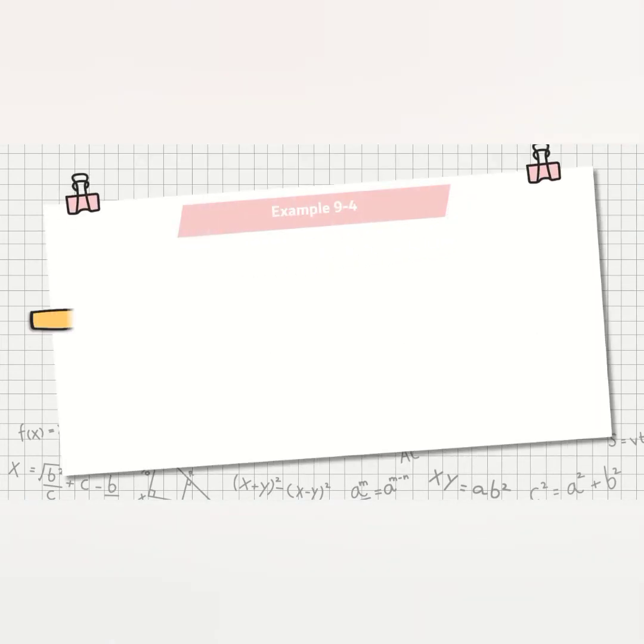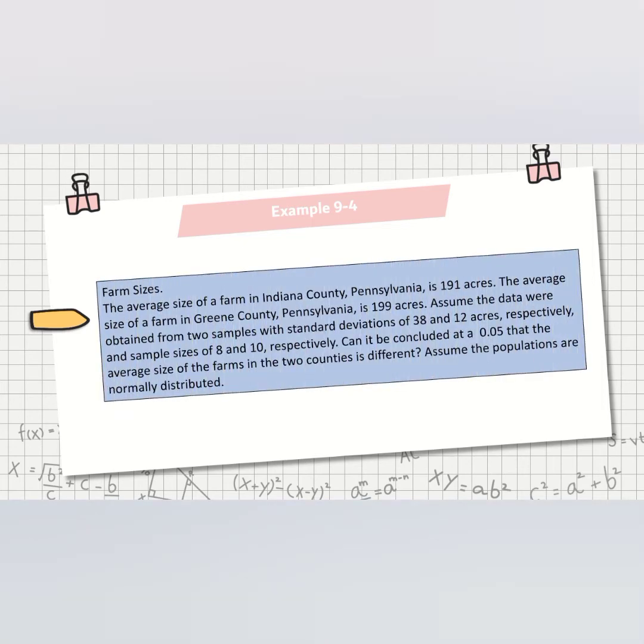We have example 9-4, farm sizes. The average size of a farm in Indiana County, Pennsylvania is 191 acres. The average size of a farm in Greene County, Pennsylvania is 199 acres. Assume the data were obtained from two samples with standard deviations of 38 and 12 acres respectively, and sample sizes of 8 and 10 respectively. Can it be concluded at 0.05 that the average size of farms in the two counties is different? Assume the populations are normally distributed.